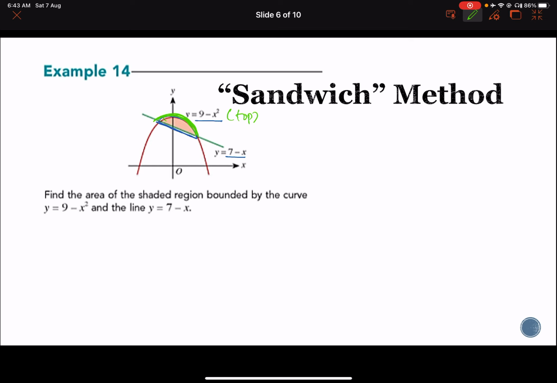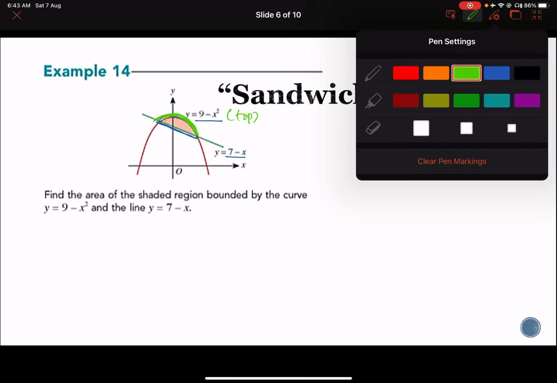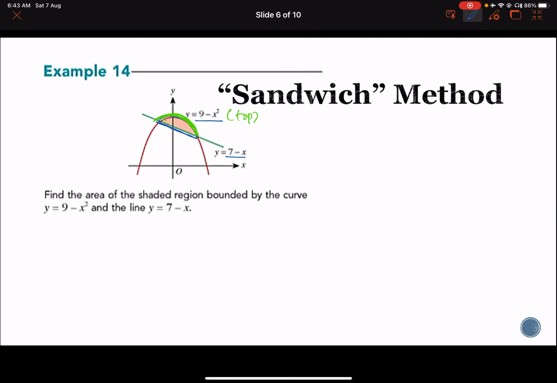And the line here, the blue one that we used, is considered the bottom of the sandwich. So the top will come first, the bottom will come later. We will have to take the difference between the two. What do I mean? This time around, you basically don't have to bother about finding the y values, but you will definitely need two equations. Anyway, let me just go through this first.